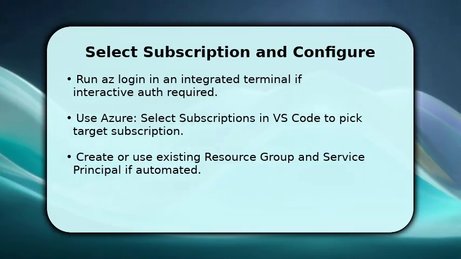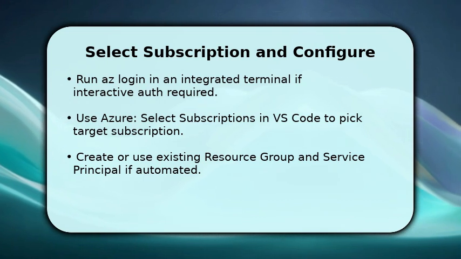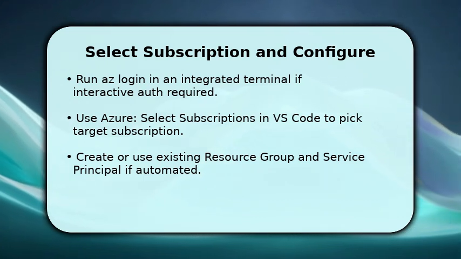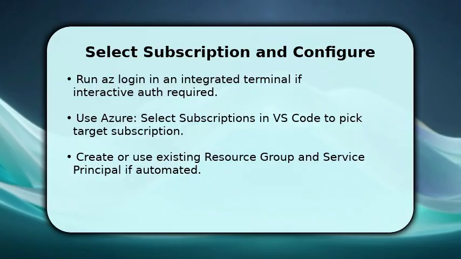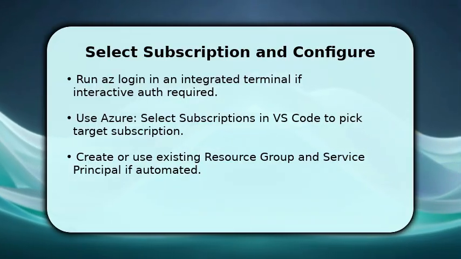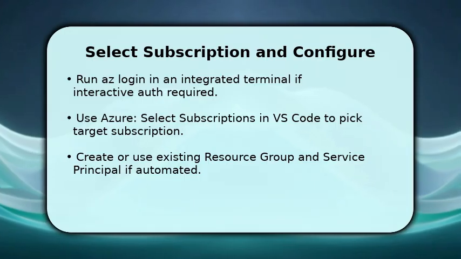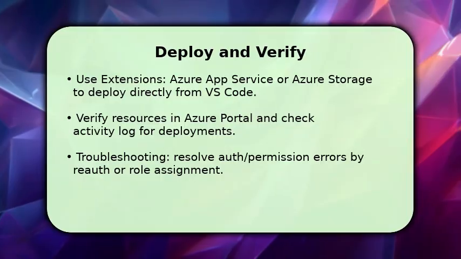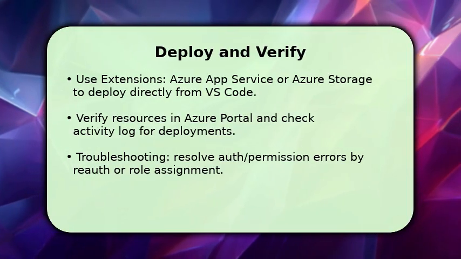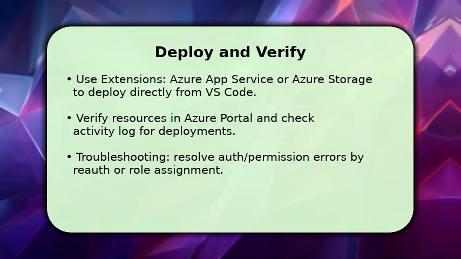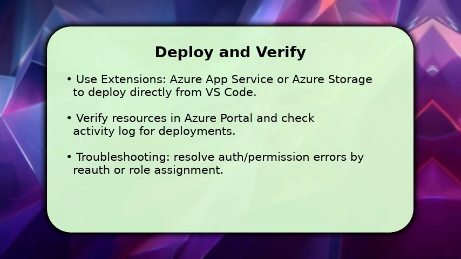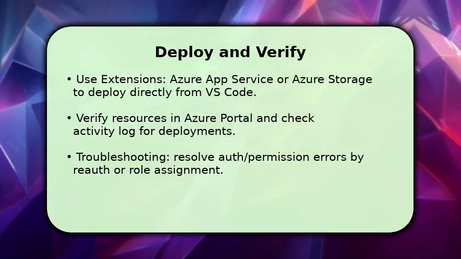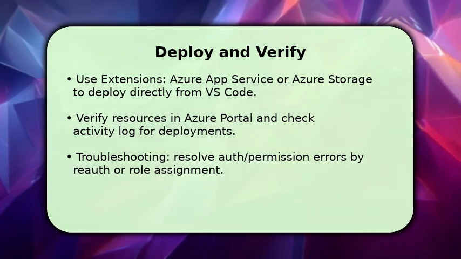The extension reads the same auth context, so selecting the subscription here ensures consistency between Portal, CLI, and extension. To finish, deploy from VS Code using the appropriate Azure extension. For example, Azure App Service for web apps or Azure Storage for blobs, and follow prompts to pick the resource group and name. Once deployed, verify the resource exists in the Azure Portal and inspect the activity log for deployment details.